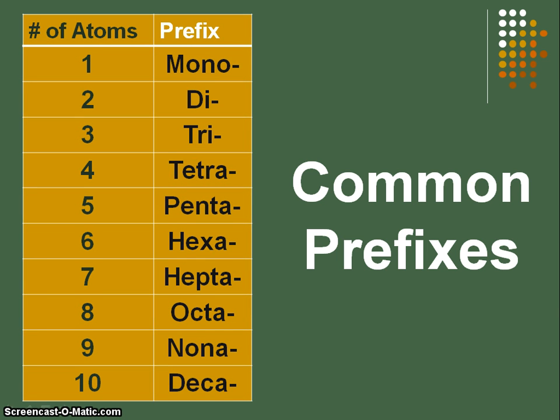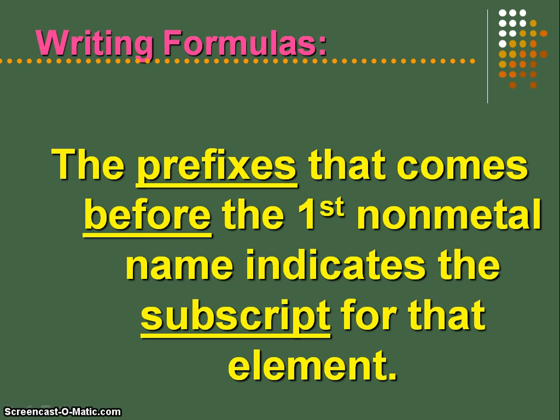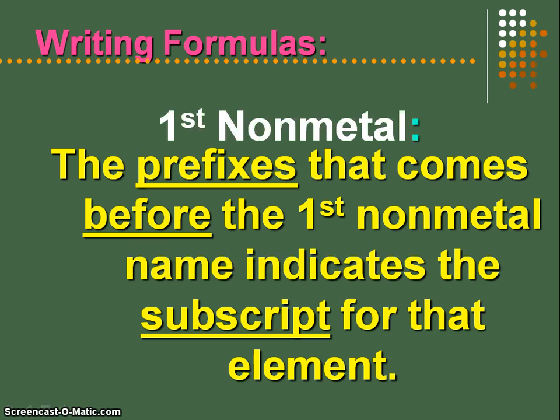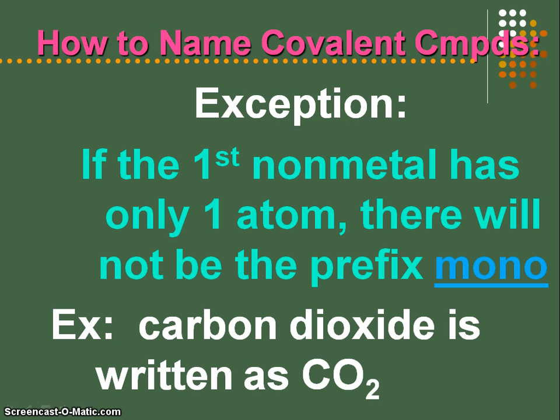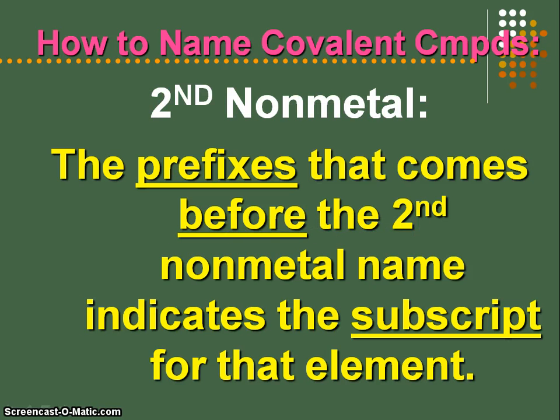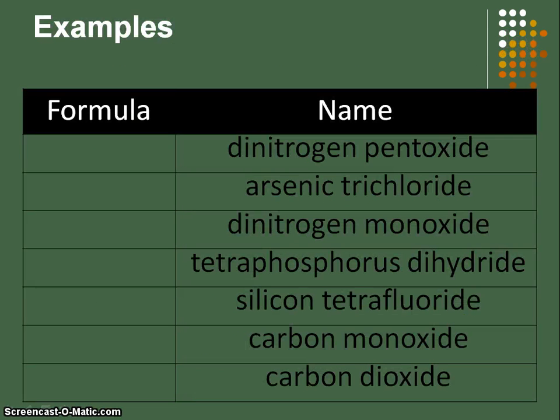Again, reviewing our common prefixes, you will see these same prefixes used. The prefixes that come before the first nonmetal indicate the subscript for that element, just as you saw in naming compounds. And same idea as before, when there is no prefix on that first nonmetal, you're going to assume that they are meaning that there's only one. Now for the second nonmetal, the prefix that comes before it will also indicate the subscript for that element. Dinitrogen pentoxide means we have two nitrogens, five oxygens. Arsenic trichloride has no prefix in front of arsenic, which means one arsenic. Chloride, referring to chlorine, with the prefix tri means there's going to be three chlorines. And going through this process, you can see how all of this works out pretty nicely.